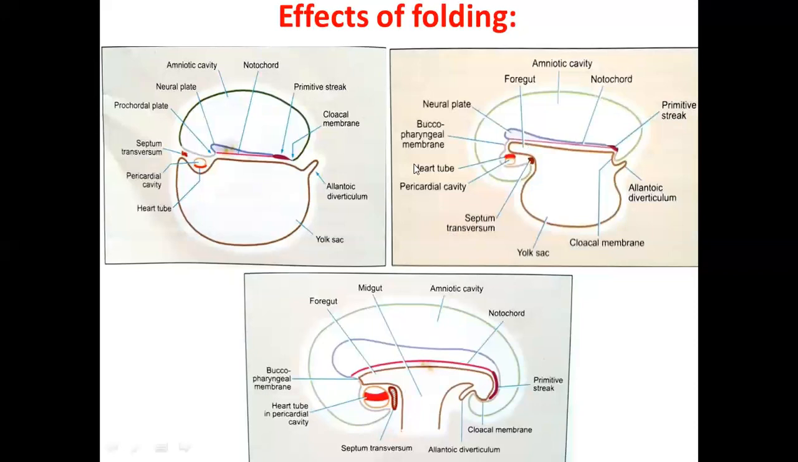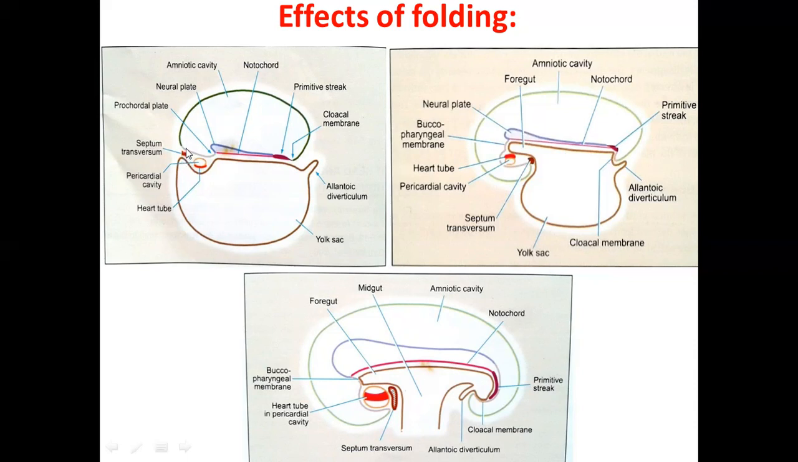These diagrams will show you the effects of this head fold. This is the anterior head part, right? And this head fold takes place here. And on the posterior side, this is the posterior end, and then the tail fold takes place here. Now here we can see, before forming the head fold, the most anterior structure is the septum transversum, which is the unsplit part of the extraembryonic mesoderm.